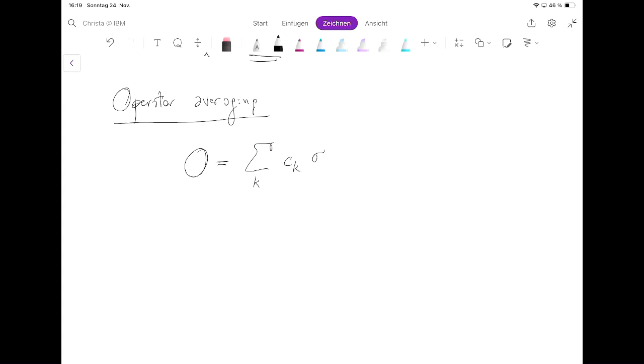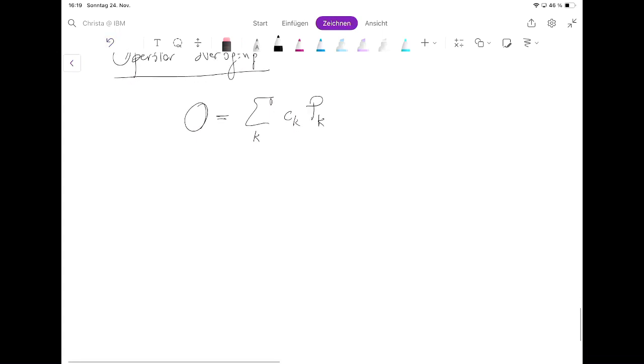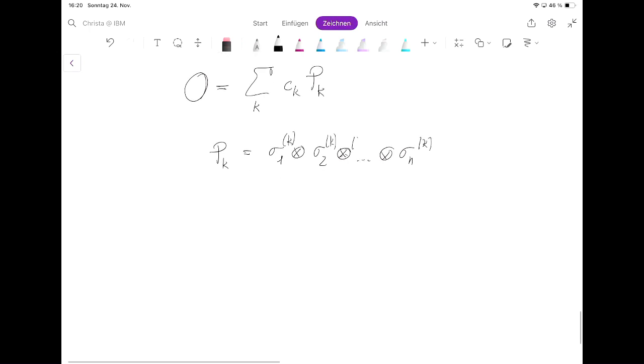How do we write this? Let me write it like that. We know that Pauli strings, tensor products of Paulis, are a basis for the space of all possible Hermitian operators. So p_k is typically a string like sigma_1 tensor sigma_2 tensor up to sigma_n if we have n qubits. In principle this is an exponentially large number of Pauli strings. In practice, we know that many observables we are interested in are sparse in this space, so that's fine.